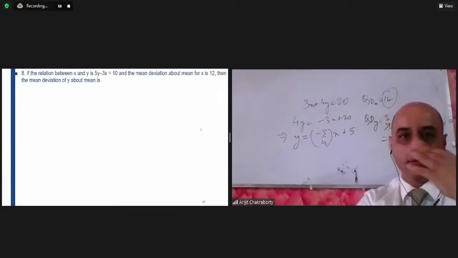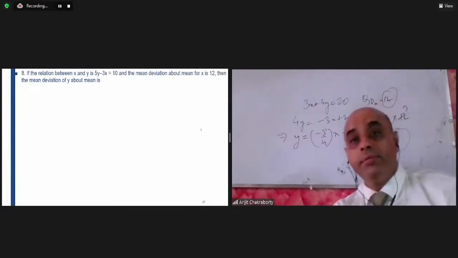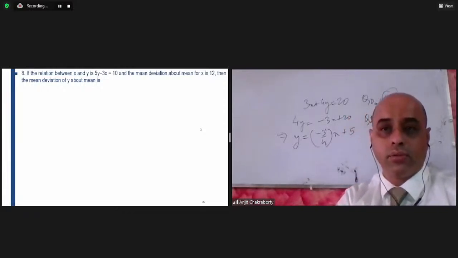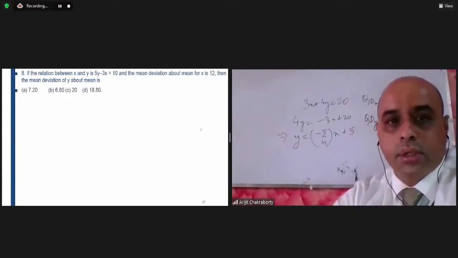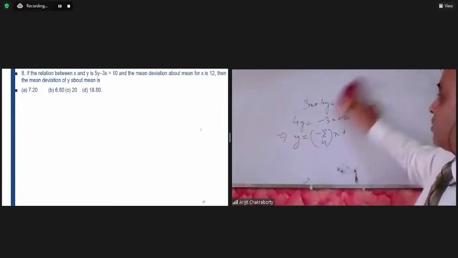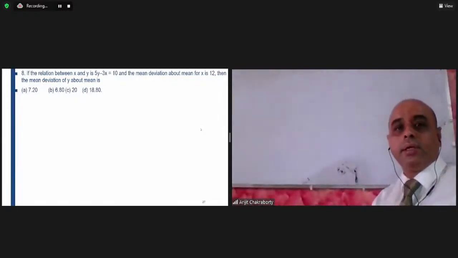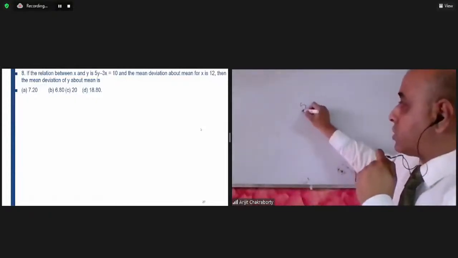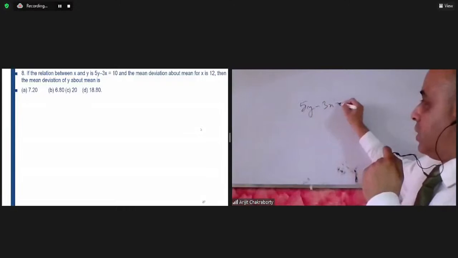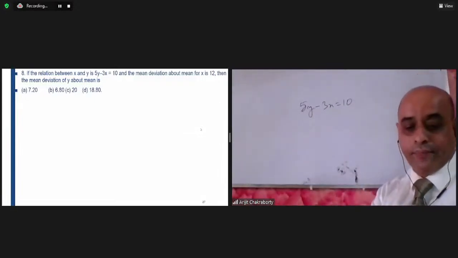Okay. Next question: the relation between x and y is 5y minus 3x equal to 10, and the mean deviation about mean of x is 12. Then the mean deviation of y about mean is how much? So let us see the options. This is on mean deviation. Okay. So we will use the same formula here, and it is given that 5y minus 3x equal to 10.